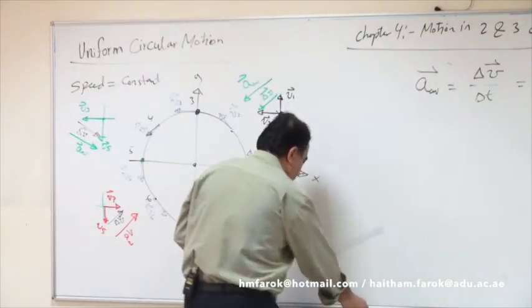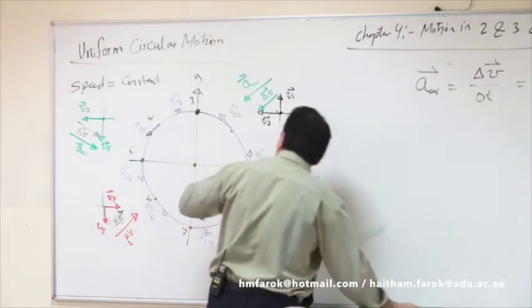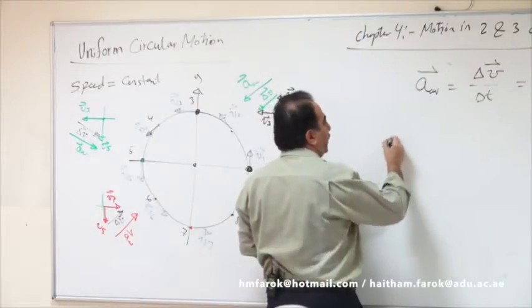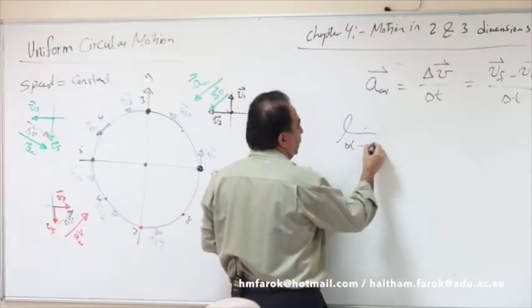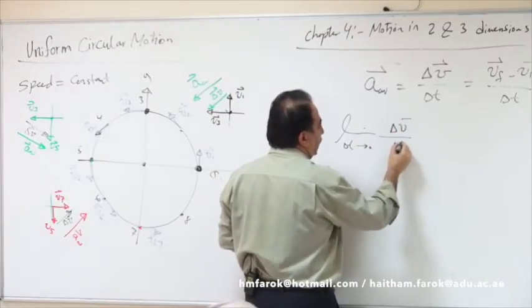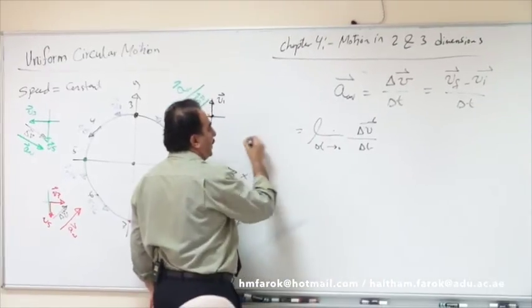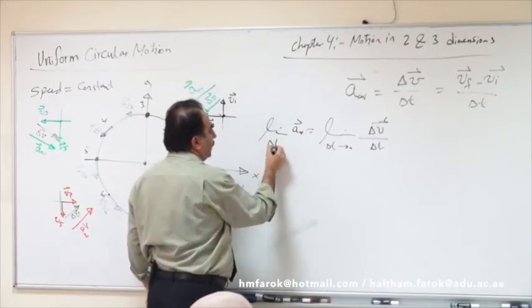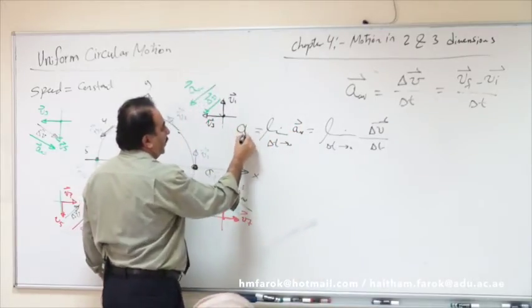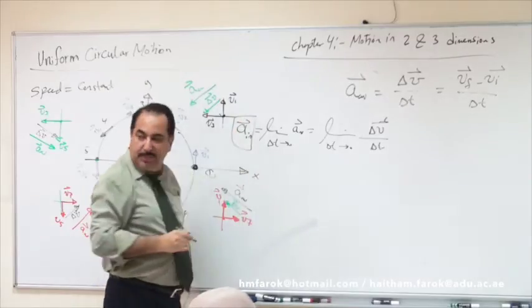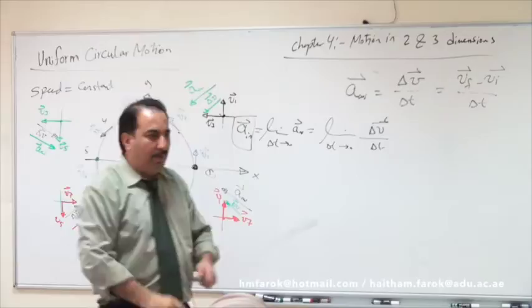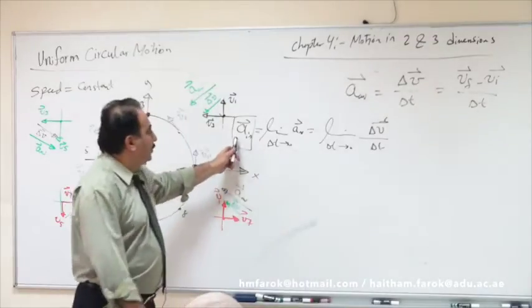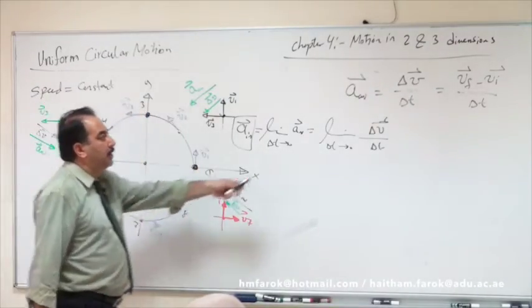Now, these are average accelerations. If I want instantaneous, what do I have to do to this equation? Take the limit when delta t approaches 0. Delta v over delta t, of course, limit of the average acceleration. Remember, when you take the limit, it becomes an instantaneous acceleration. We said this many times. Whenever you have an average function and you want the instantaneous, take the limit of both sides.